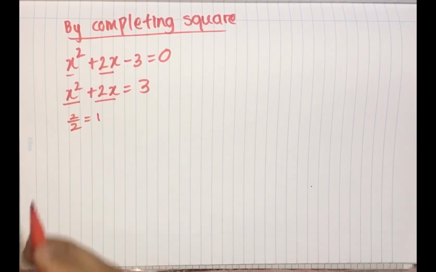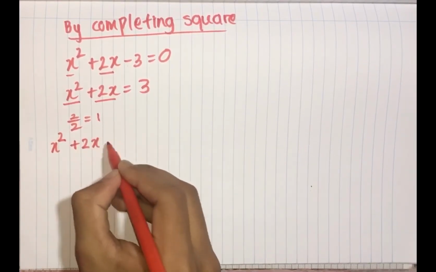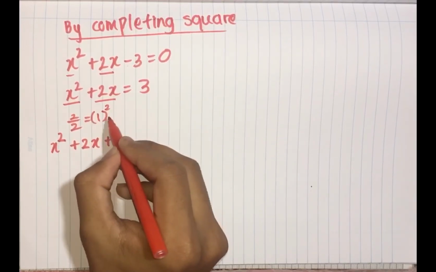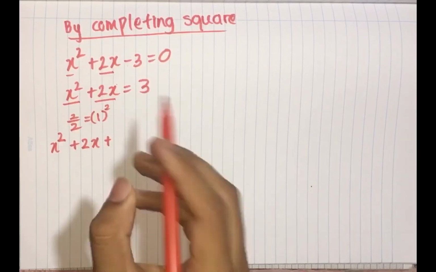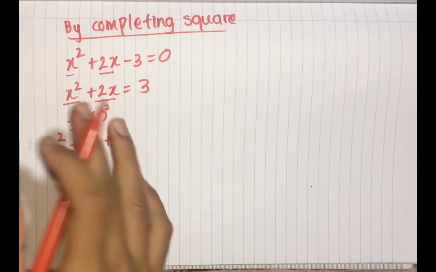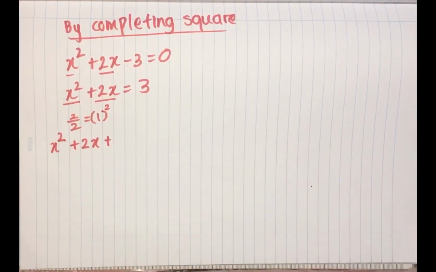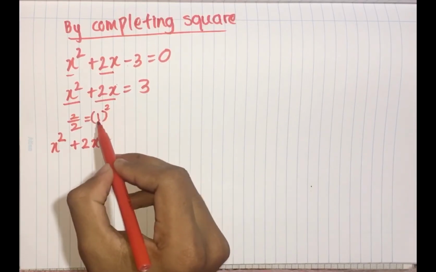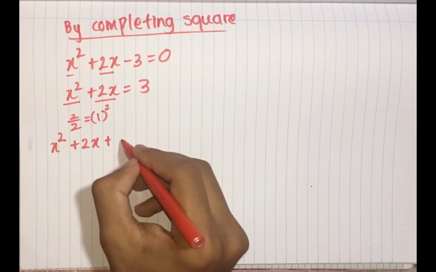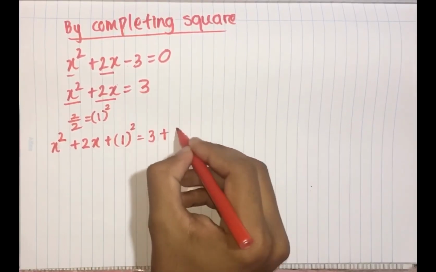Now you write the first term, x squared plus 2x. Now you have to take the square of this term and add it on both sides. You cannot add it only to one side, because this is an equation. If you are making a small change to one side, you have to make the same change to the other side as well. Therefore, if you are adding 1 squared to one side, you have to add it to the other side also.